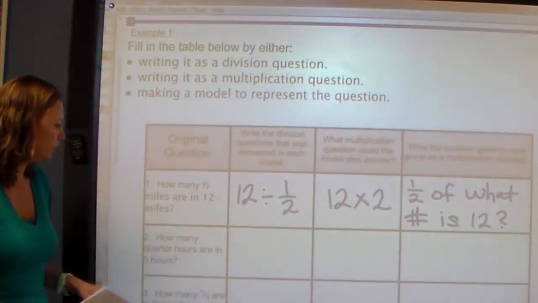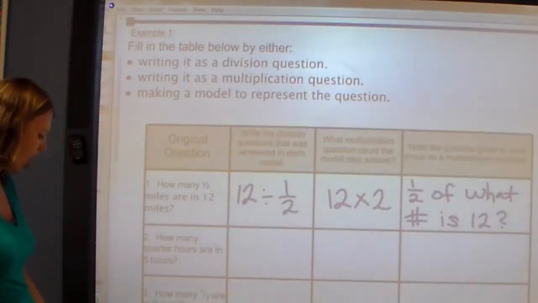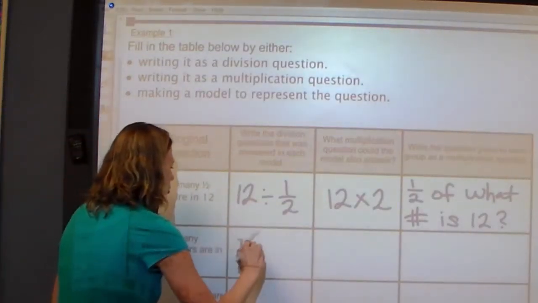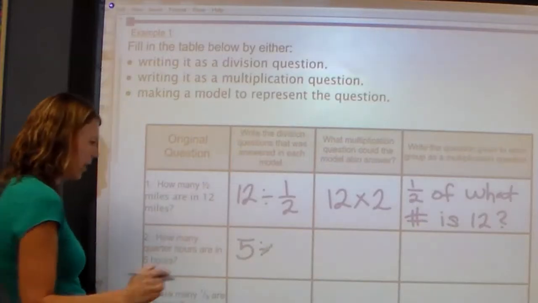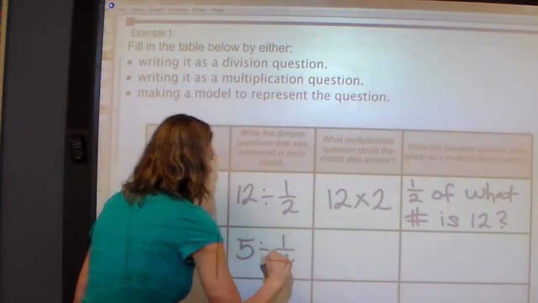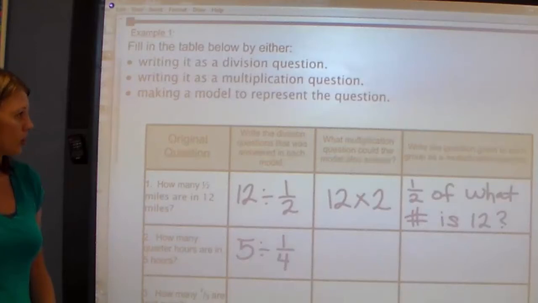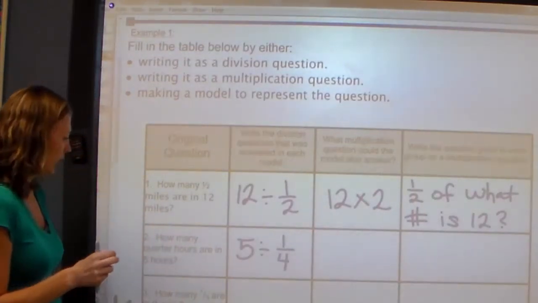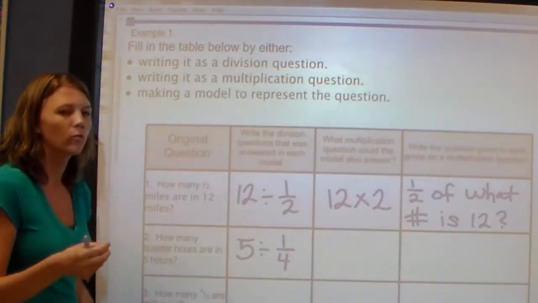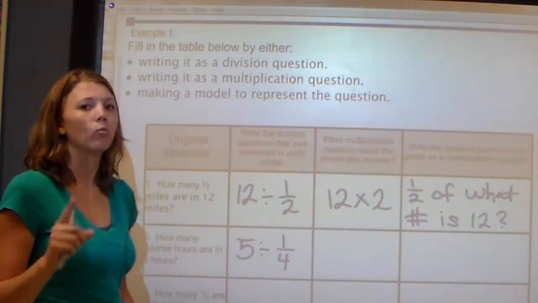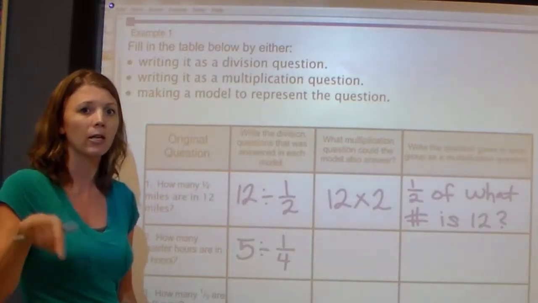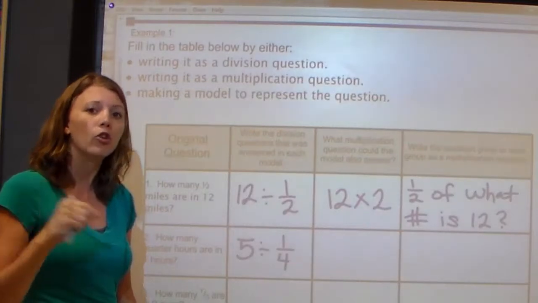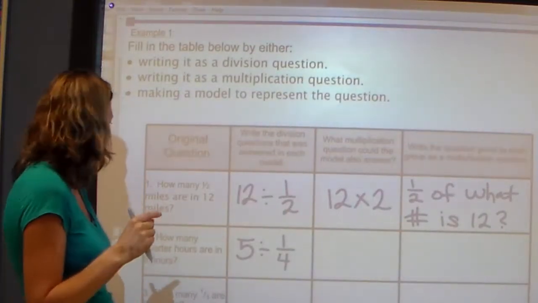Let's look at number 2. How many quarter hours are in 5 hours? So our division question would be 5 divided by 1/4. If I were to write a multiplication question that this would answer, well, how many quarter hours are in 1 hour? Well, you have 15 minutes, 30, 45, and 60, so that would make 4 quarter hours in 1 hour.